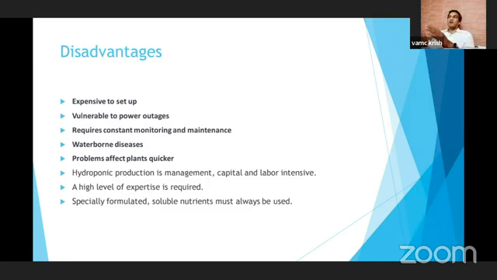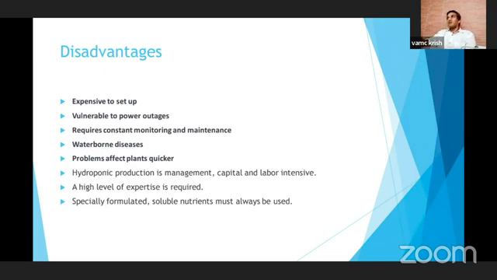Again, the requirement is constant monitoring and maintenance. An expert person who knows chemistry and biology may be needed. Outside, the farmer doesn't need to bother about that, but for hydroponics, definitely. We must maintain EC, pH, and temperature. That maintenance may be expensive, like a lab.